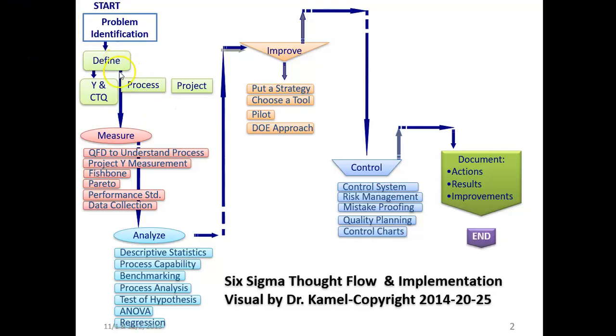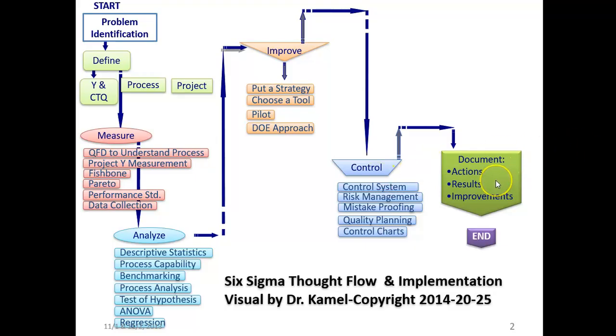Starting from the define phase where we identify and define a few things like the CTQ, critical to the quality, the process, and the project. And then we move into the measure phase where we have several tools for measurement, quality function deployment, project measurement, fishbone, etc. And then to the analyze phase where we apply some of the analytics and statistics and data crunching, various statistical tools, to the improve phase, and then finally to the control phase where we supposedly control what we have improved and keep it running this way.